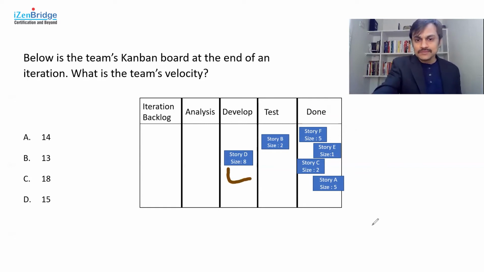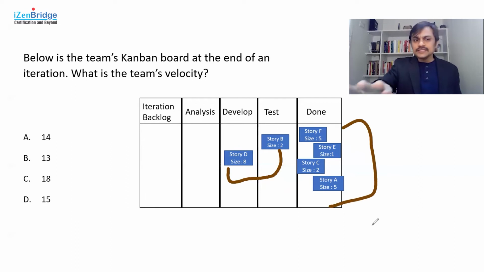So these are the 2 items which are not yet completed. These 4 items are well completed, and they will anyway go into the total size. What do I do with stories B and D? Do I need to take some credit for these 2 stories? The answer is no. So what is velocity?